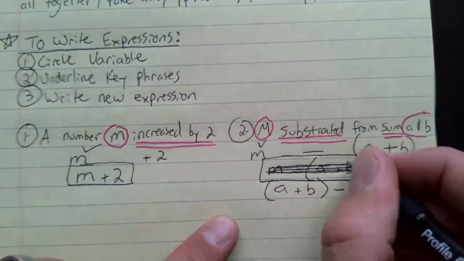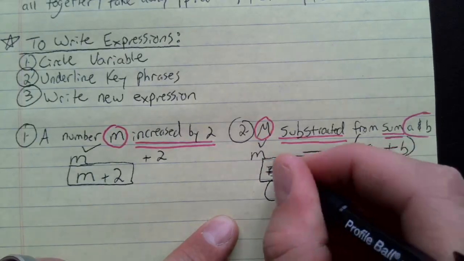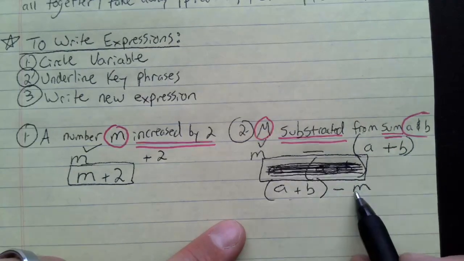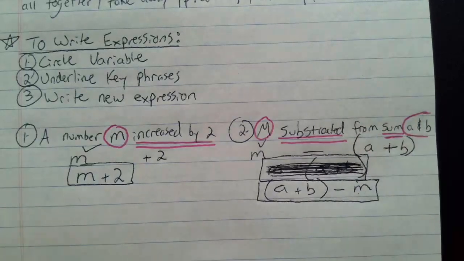That's it. So it's very important to make sure that you're writing these in the correct order so you can actually see what it is asking. M subtracted from the sum of A plus B. That is your answer. That's it.